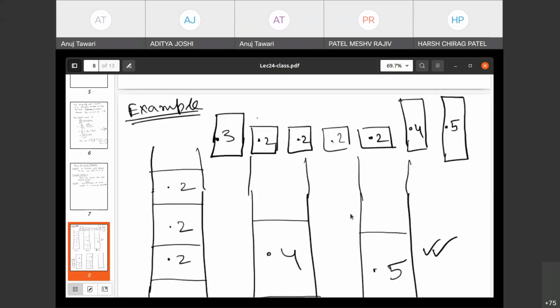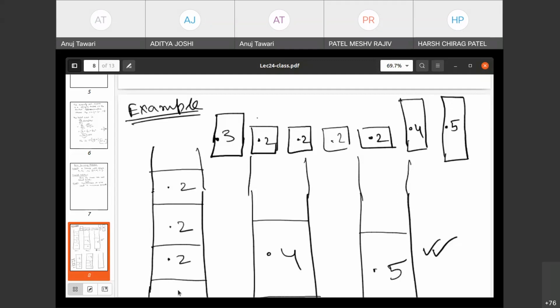And once you have put one object in some bin, you cannot remove it back. You realize this was not a good option, let me remove it and put it in some other bin. You can't do that. So you have to gradually produce the solution as the input is revealed to you. We won't discuss online algorithms in much detail here, but it's just a good thing to know.